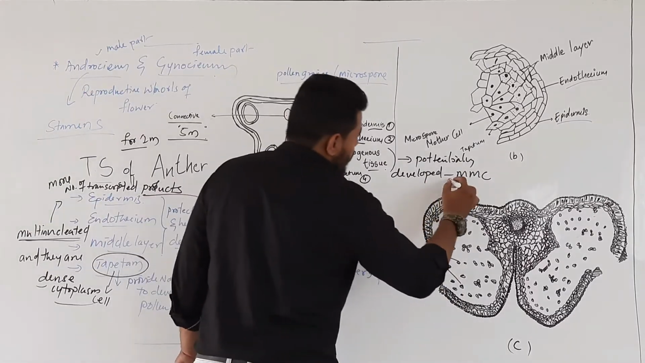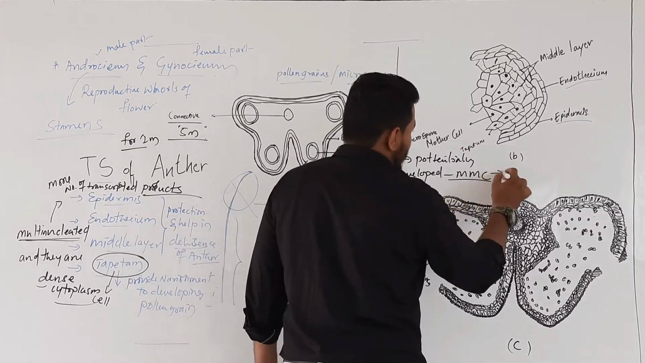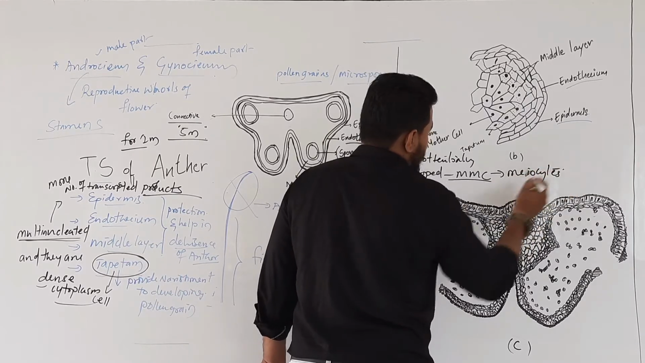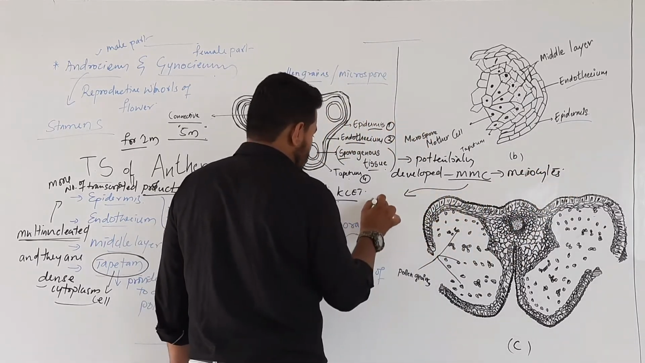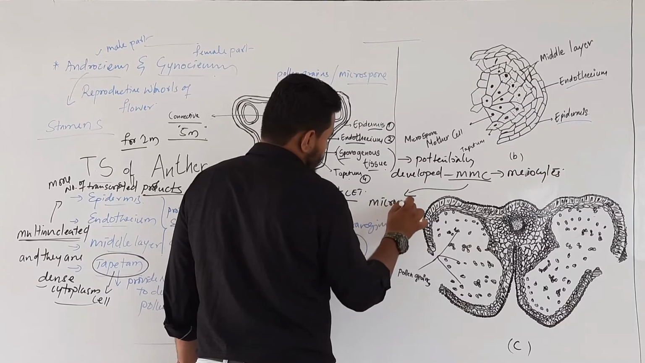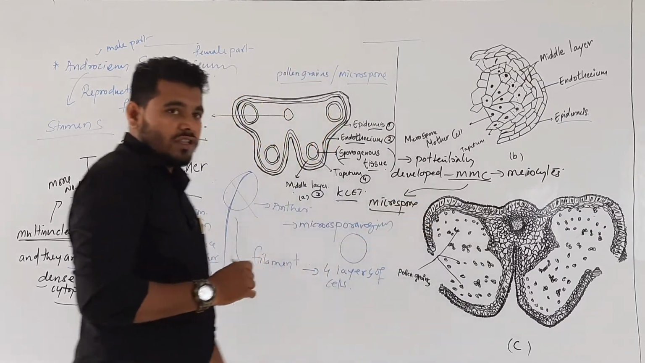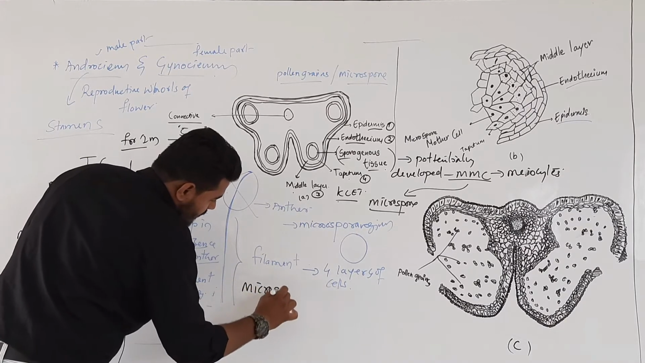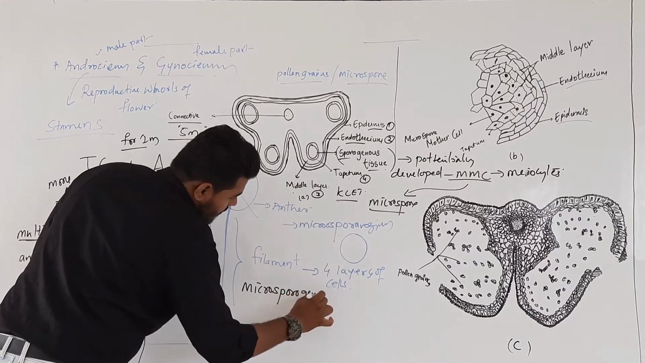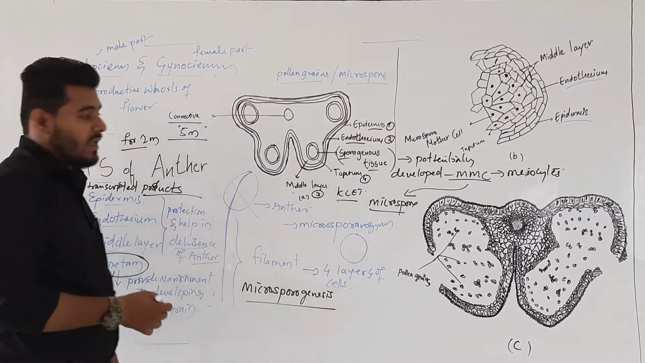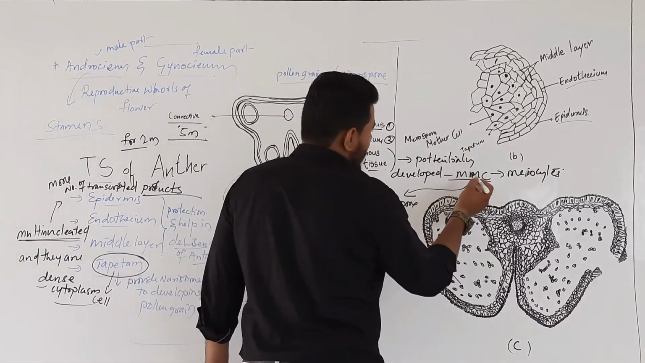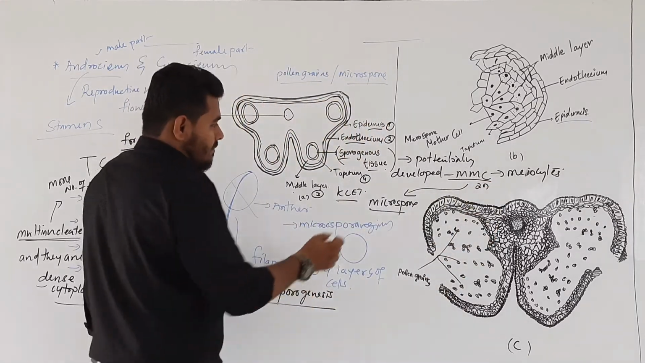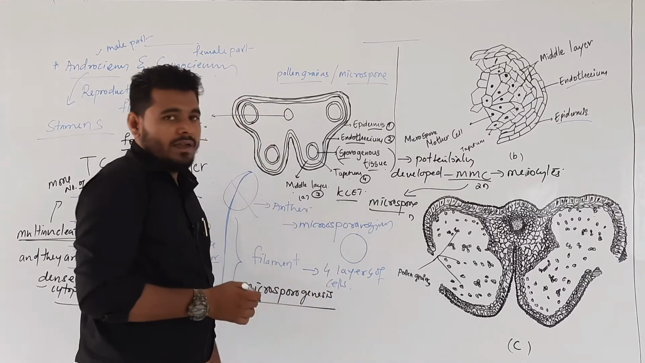So this microspore mother cell will act as a meiocyte which can produce microspores. That process is called microsporogenesis. Remember, these microspore mother cells are diploid in number, and these microspores are haploid in number.